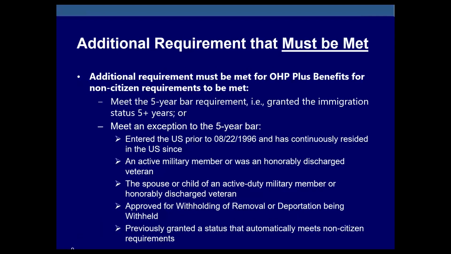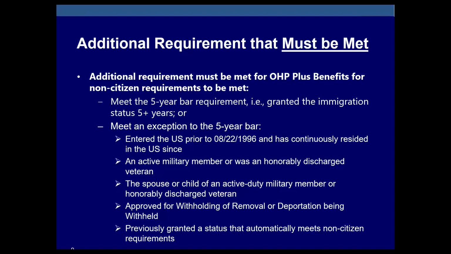Additional requirements that must be considered met are the statuses that will need to meet additional requirements in order to be eligible for OHP Plus benefits. Individuals with the immigration statuses identified on the previous slide are subject to the 5-year bar waiting period. That means that they must have been granted that immigration status for at least 5 years unless they meet any of the exceptions here on the screen.